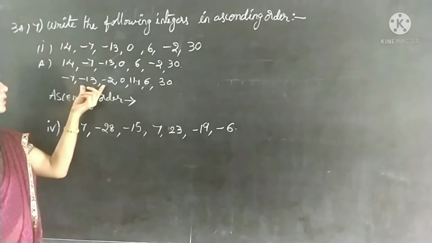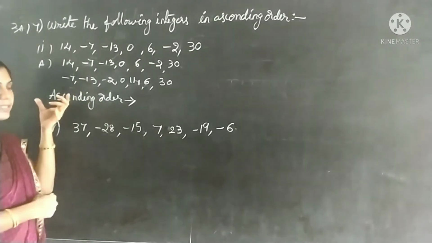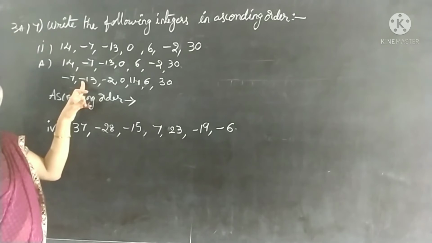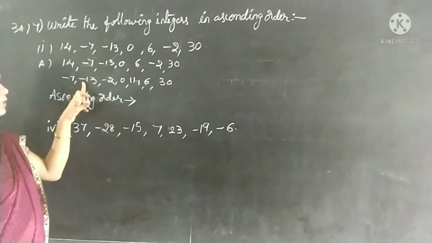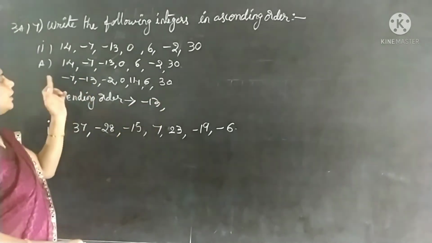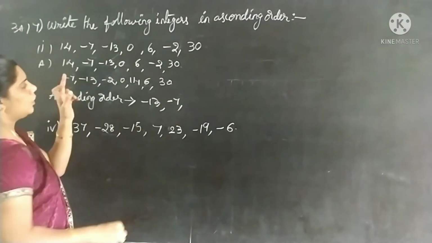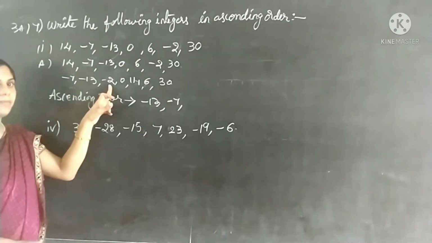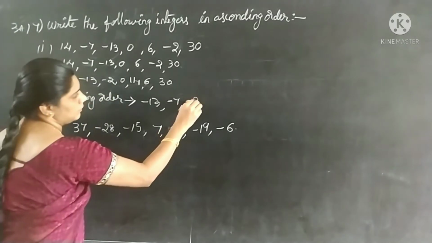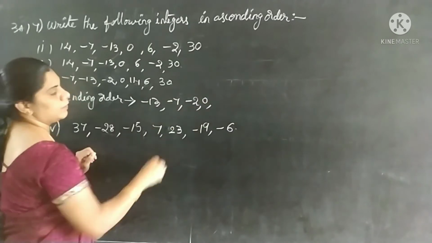So among these negative numbers also, what is the bigger number? Bigger number means first look at the number, after that the sign. Bigger number with the negative sign, go with that one first. What is that one? Minus 30. After that, check for the next bigger number with the negative sign. That is minus 7. After that, the next bigger number with the negative sign. And after that, if you have any 0, place 0 here.